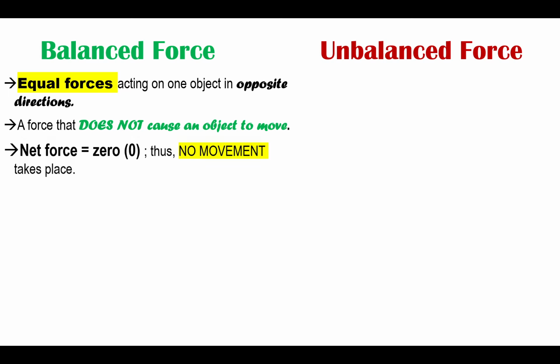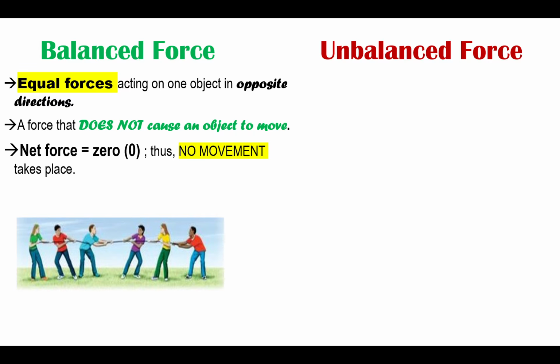So net force here is also zero. Remember, when forces are equal in opposite direction, they cancel each other out. That's the reason why the net force becomes zero, and thus no change in motion, or the object remains still, stationary, or not moving. So let's have a closer look at some examples of balanced force.